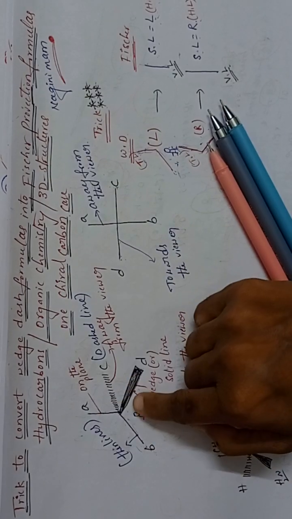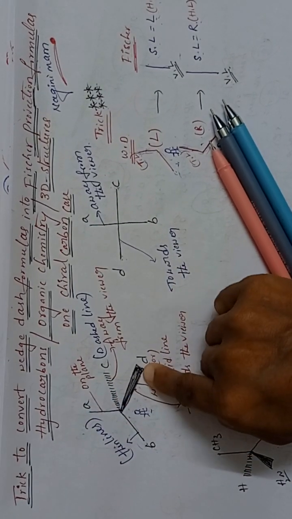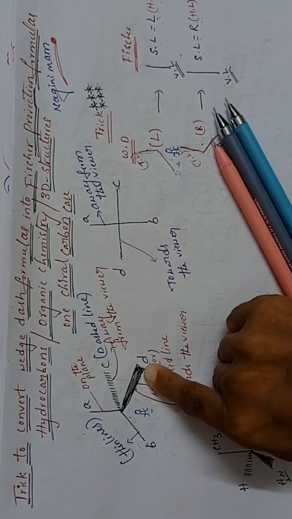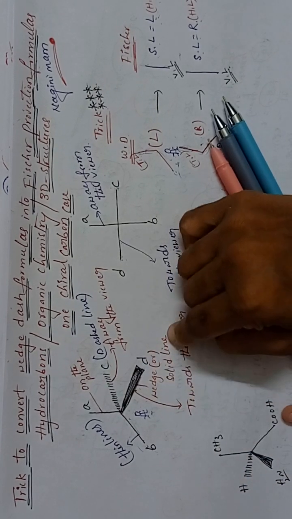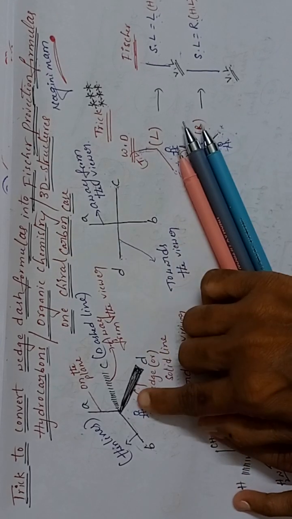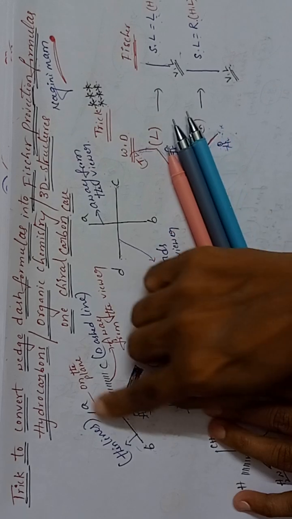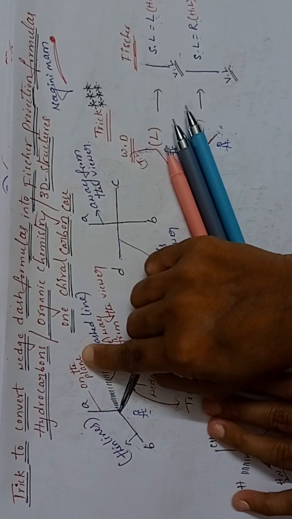In the Wedge-Dash formula, these two are thin lines. This is the dashed line. This is the solid line, or wedge line. So what does it indicate, students? Towards the viewer. This is the dashed line. It is away from the viewer. These two thin lines are always on the plane.